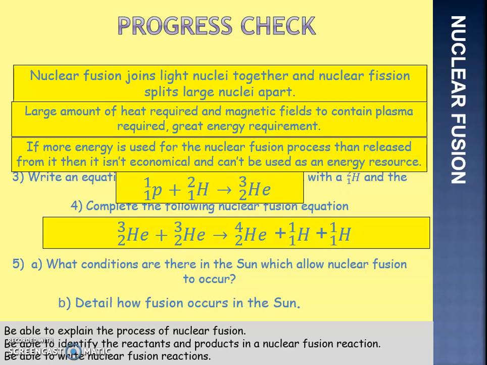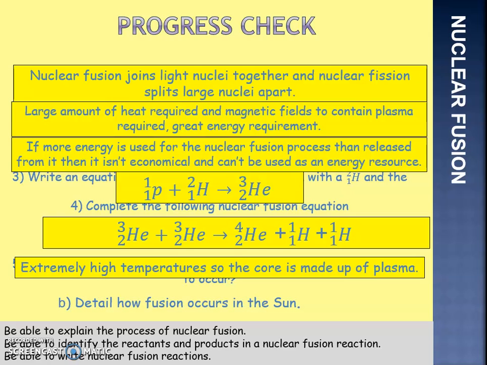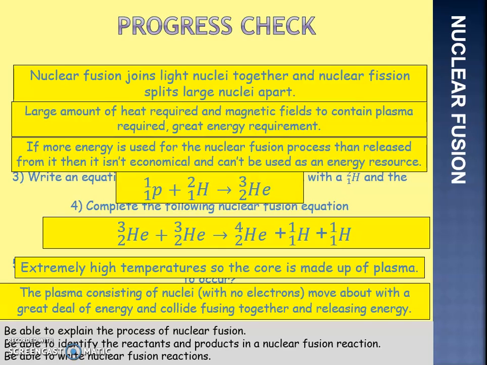What conditions are there in the sun which allow nuclear fusion to occur? It's got really high temperatures, so the core is made up of plasma, so the conditions are all there for it to happen. How does fusion occur in the sun? Plasma consisting of nuclei which don't have electrons move around with a great deal of energy, and they collide together, fusing together, and that releases further energy.